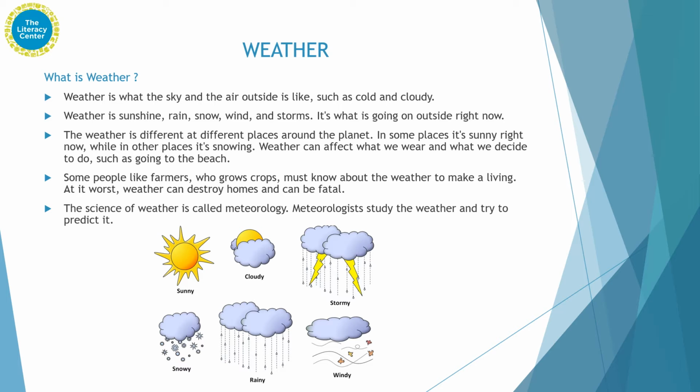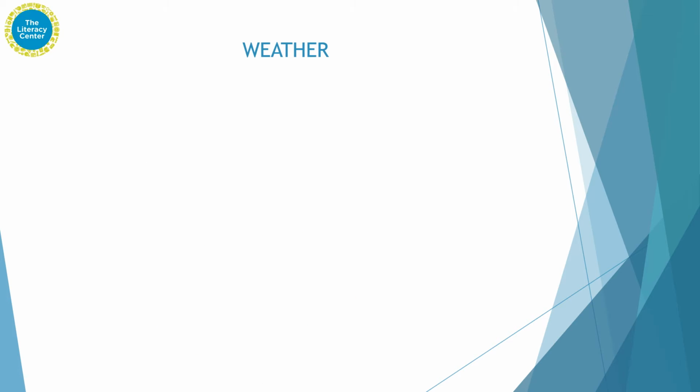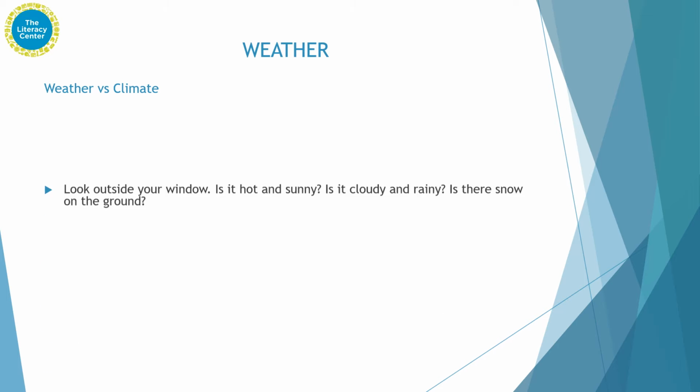The science of weather is called meteorology. Meteorologists study the weather and try to predict it. So when we talk about weather, there is one more term that comes to our mind, and that is climate. But weather and climate are different things. Let's find out how they are different.